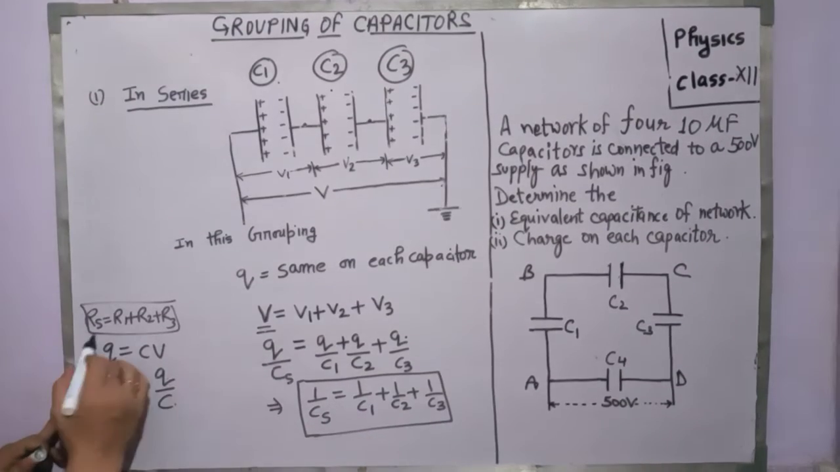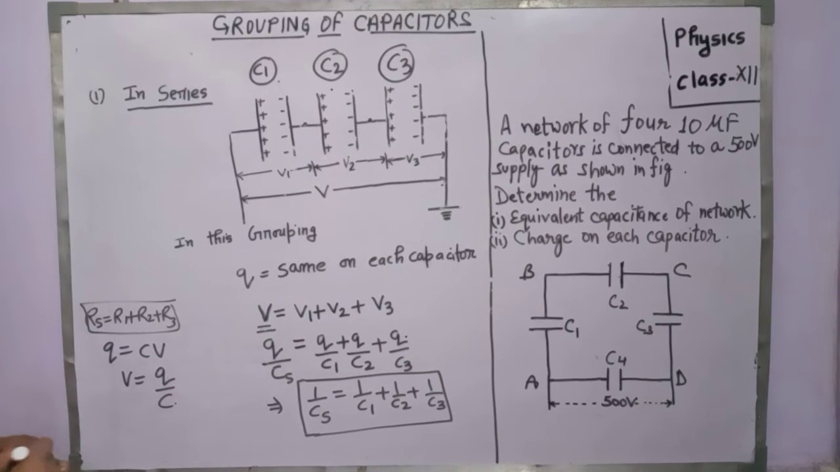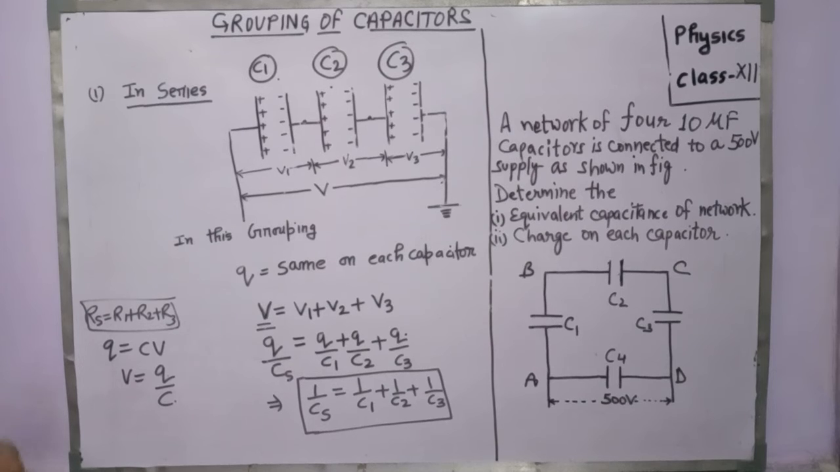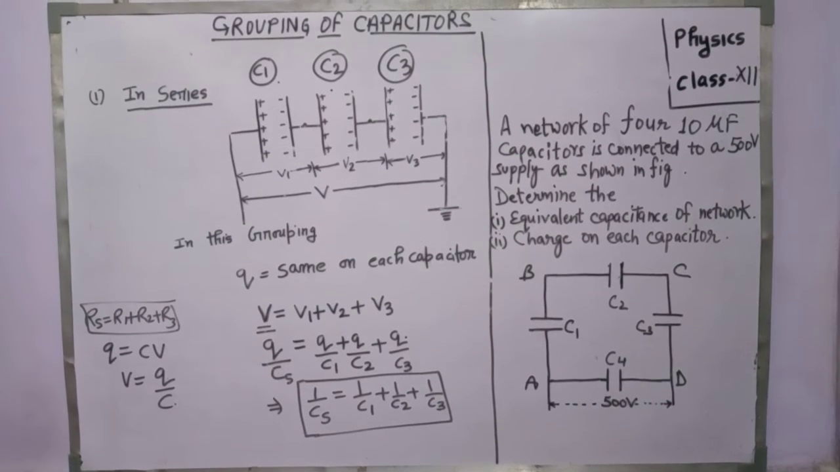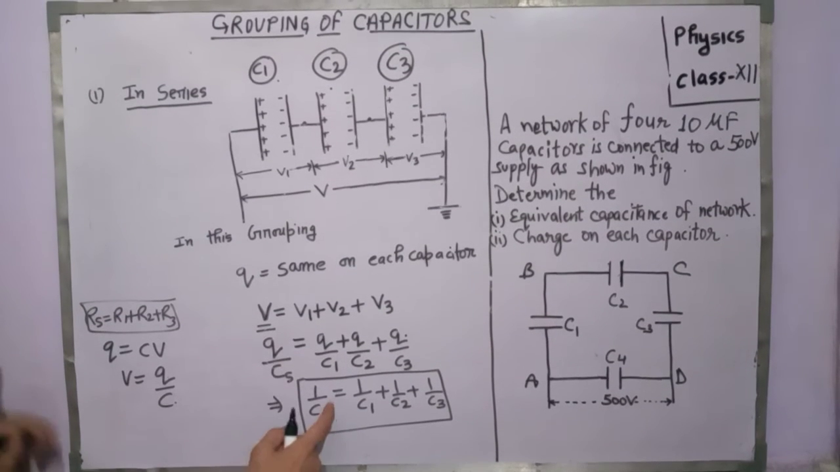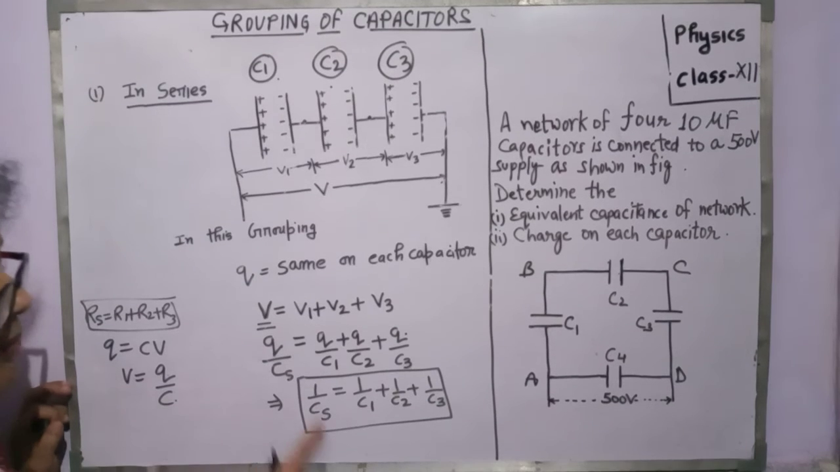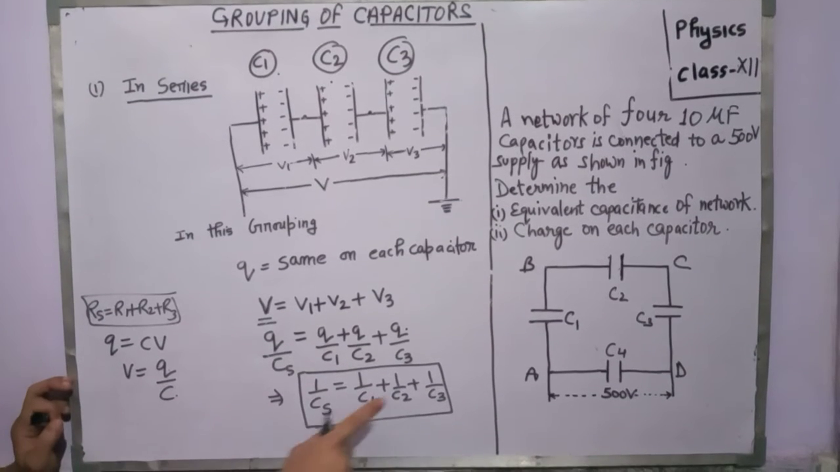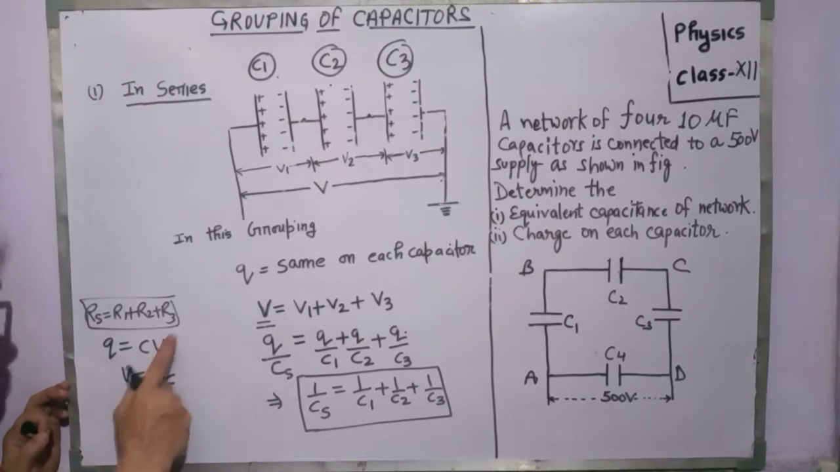But in the case of the resistor, you know that when the three resistances are connected in series, the formula is Rs is equal to R1 plus R2 plus R3, and in series when the capacitors are connected, 1 upon Cs is equal to 1 upon C1 plus 1 upon C2 plus 1 upon C3. This difference should be noted.